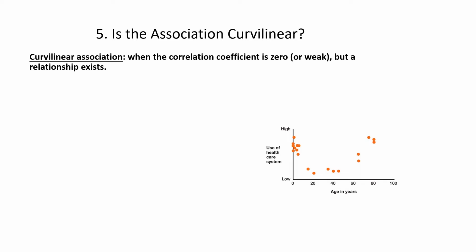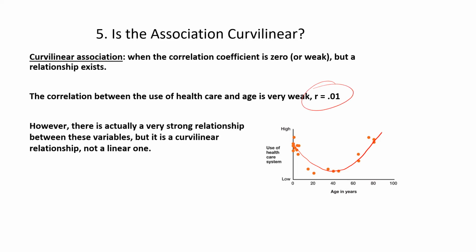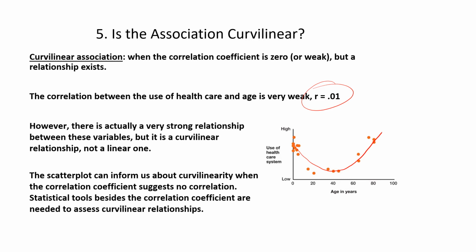And then the final question about correlations we have to ask is: is that correlation curvilinear? Or is that association curvilinear? And we talked about this enough already. Usually we do linear correlations, but if we graph it out and look at this, we've actually got a curvilinear relationship. If we did a correlation coefficient R here, we'd have a very weak correlation. But there's actually a pretty strong relationship between these two variables. It's just not a linear one, it's a curvilinear one.